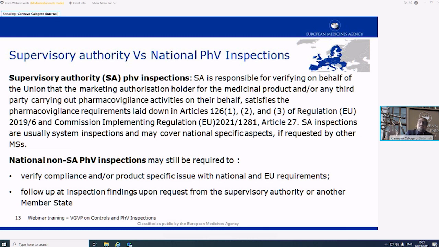Here I want to highlight the difference between a supervisory authority inspection and a national non-supervisory authority inspection. Supervisory authority inspections are usually system inspections and may also cover national specific aspects if requested. But this doesn't mean that national non-supervisory authority inspections cannot happen. They may still be required to verify compliance and/or product specific issues with the national requirements, or to follow up inspection findings upon request from the supervisory authority or another member state. I want to make this clear because national non-supervisory authority inspections may still be required.